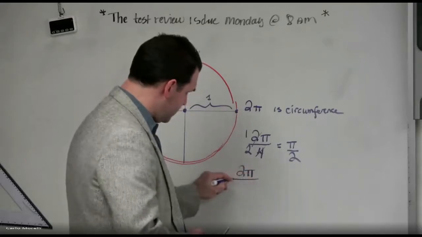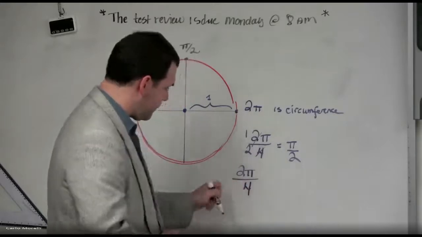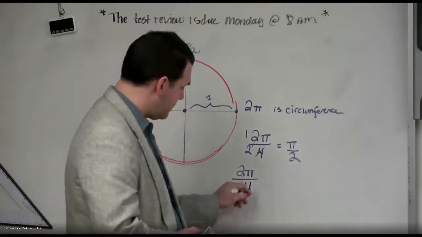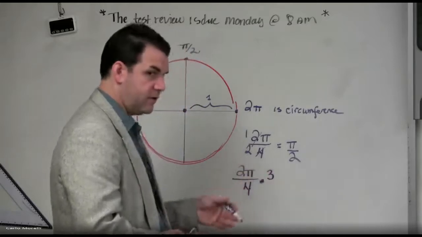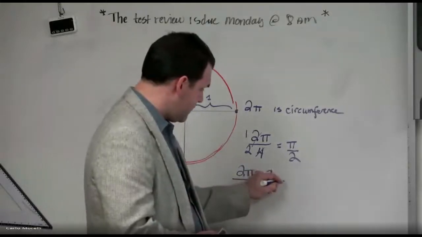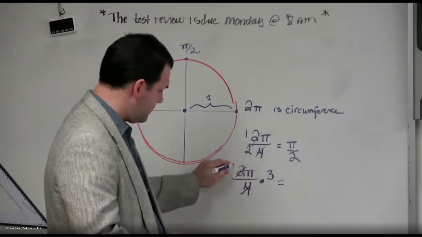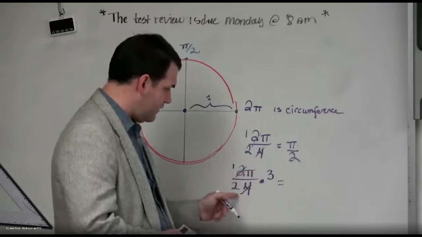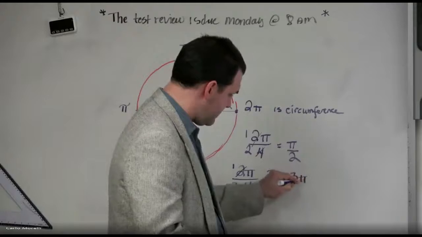I'm going to divide the total circumference into fourths by dividing by 4. And then I'm going to multiply by 3 to give me 3/4 of the circle, okay? So what we have here is, remember, this will reduce down to 1 over 2. So now I have pi times 3 over 2. So this is 3 pi over 2.